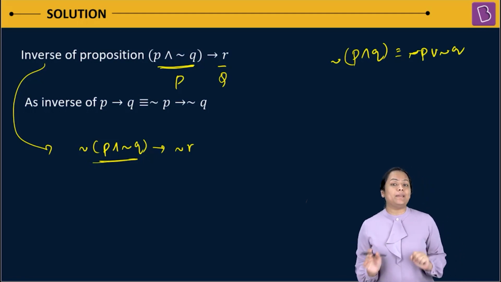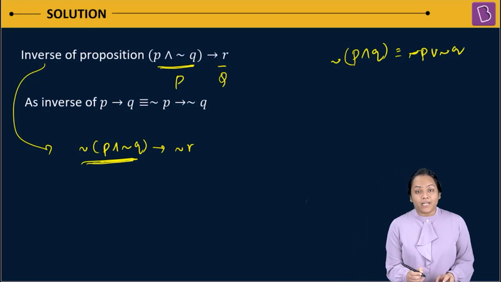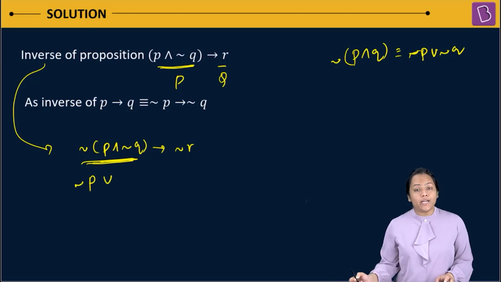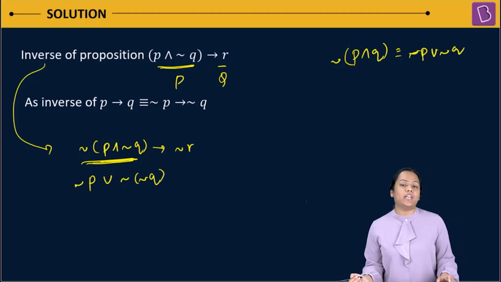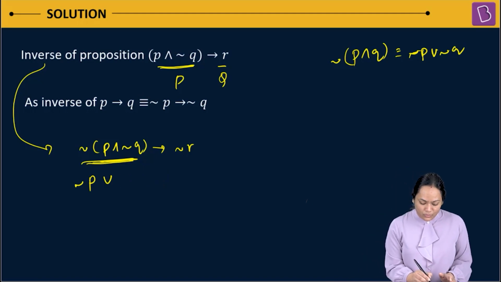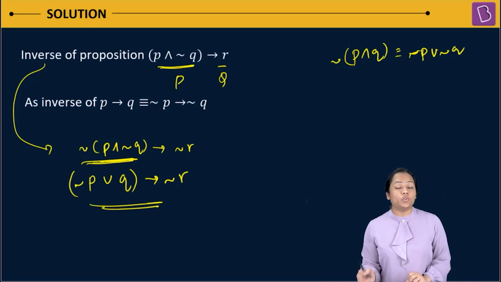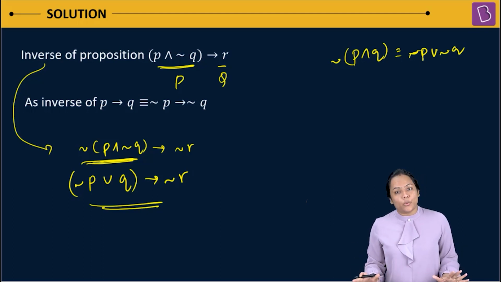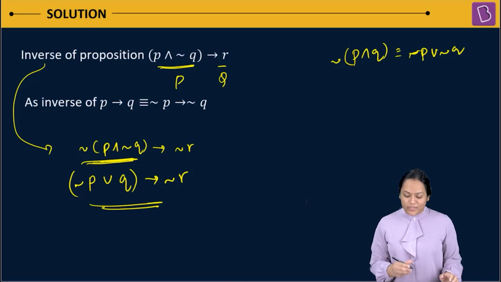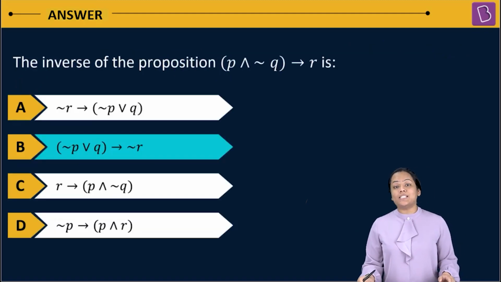So we are going to apply the same thing over here. The first part is going to become negation of P, then it will become or, and then I have negation of negation Q. Now what is negation of negation Q? Well, that is Q. That's right. So this is going to become Q, and we have implies negation R. So this is going to be the final inverse of the proposition which was given to us in the question. Is this clear, guys? You know now how to do it? Perfect. So now if we look at the options, we can say that the answer will become B.